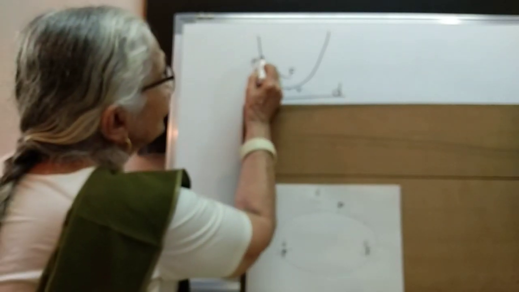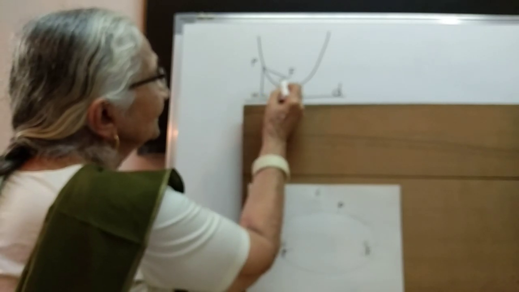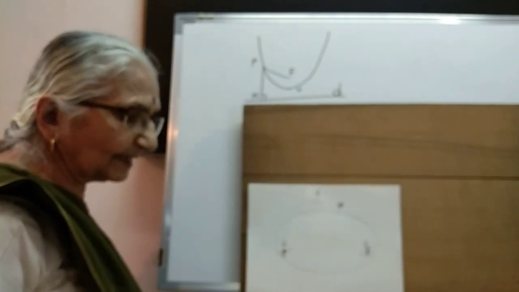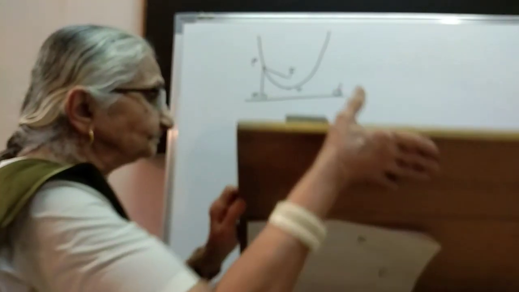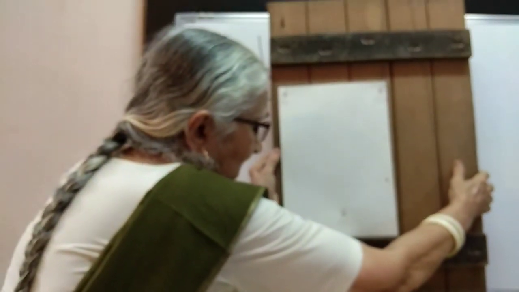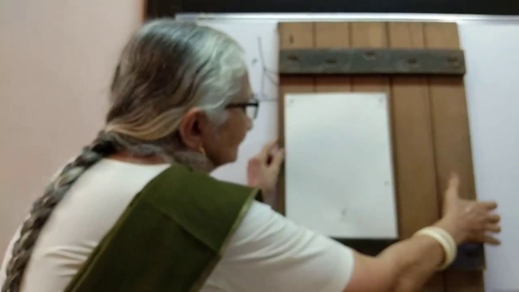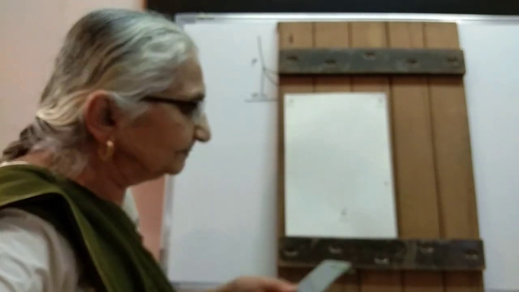Okay, suppose I take P here, this will be PF, this will be PM. Suppose I take P here, PF, PM. Every time the two should be equal. Okay, so now we are all set to go for the parabola.